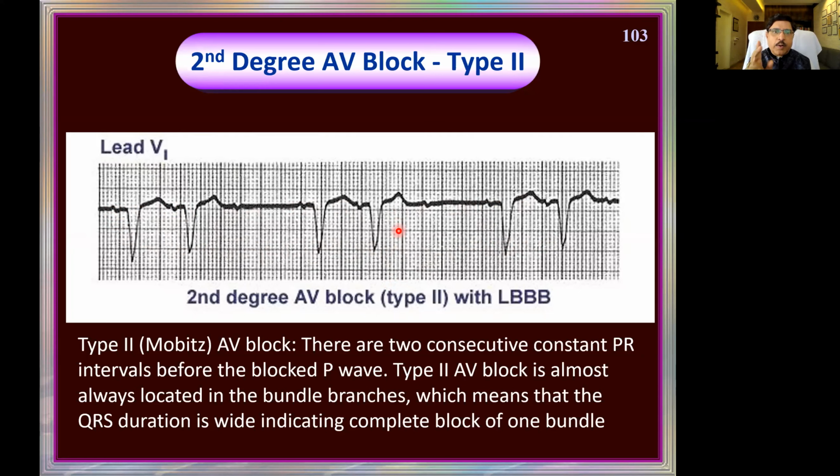Second thing is there is a dropped beat after 2 or 3 conductions. It could be a 2:1 or 3:1 or 4:1 drop. And the dropped beat produces a pause. The P wave is not conducted down, and that pause is exactly double the RR interval of the previous and the next one.